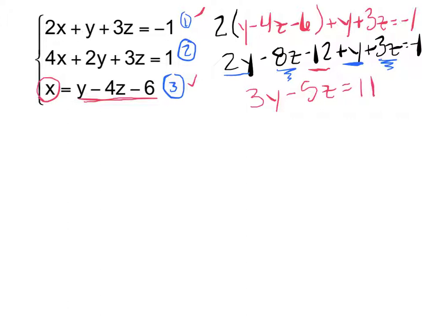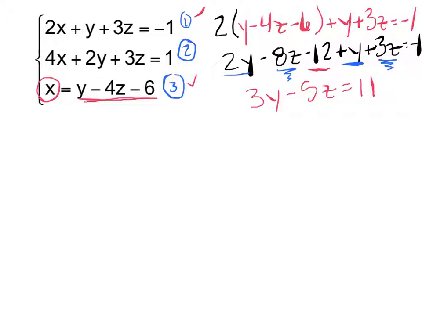Now we can't solve it any further because we still have two variables in that problem. However, we can find another equation with two variables and then continue to solve from there. So we used equations 1 and 3. Now we need to use equation 2 at some point. So I'm going to go ahead and use equations 2 and 3 and use substitution again.